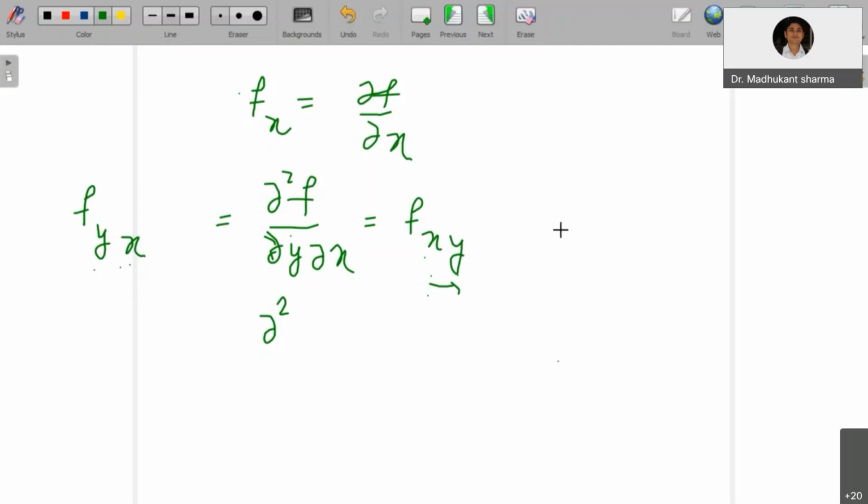Suppose you have a nice function which you can easily visualize, and you can get the intuition that you can differentiate as many times as you wish. Then automatically the mixed derivative theorem comes into the picture.